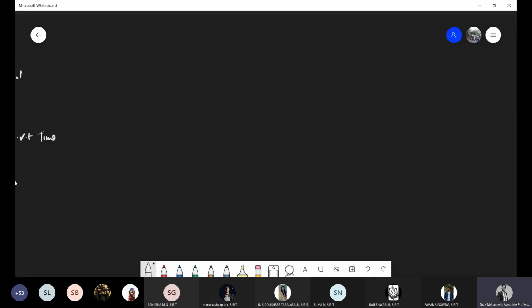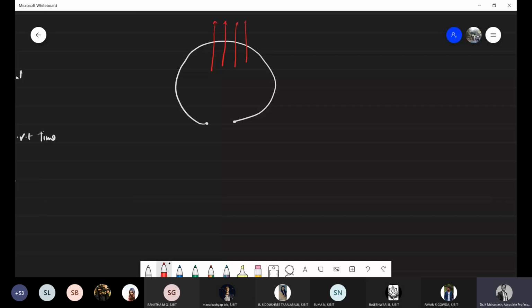Suppose you have a closed path. It is just a closed path. There's nothing, no current, nothing here. And if you have a changing magnetic field here, these red arrows I'm indicating show that the magnetic field is varying. So these red arrows are the varying B, or varying magnetic fields.